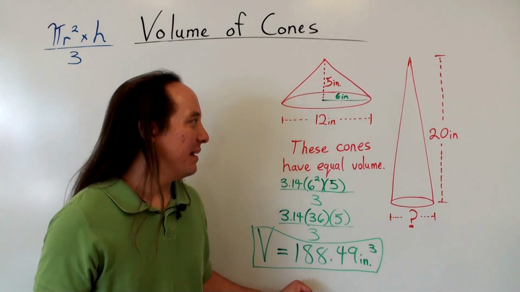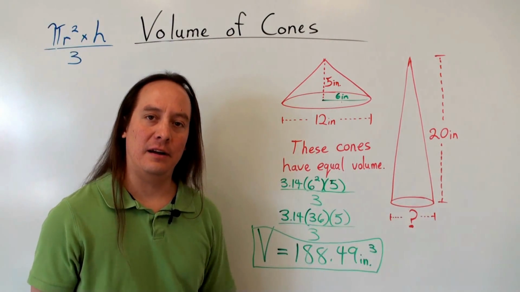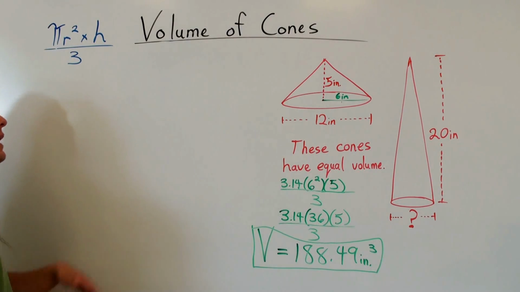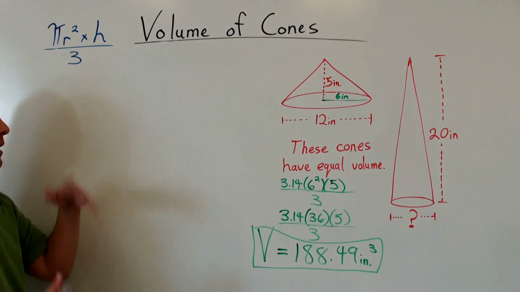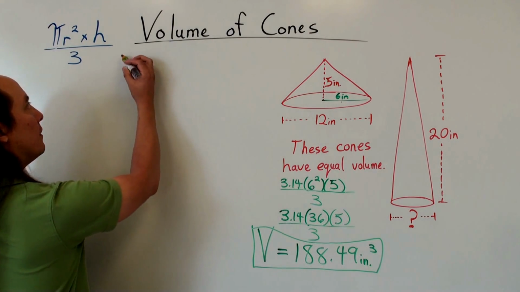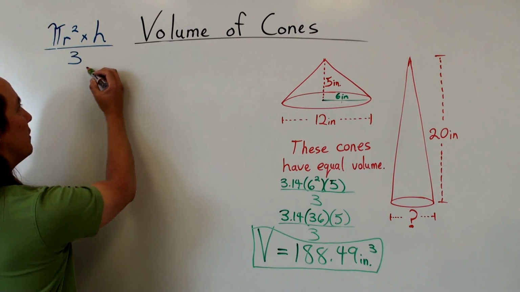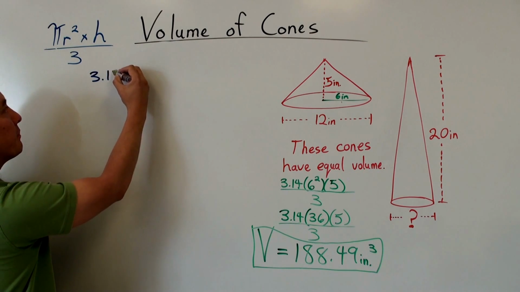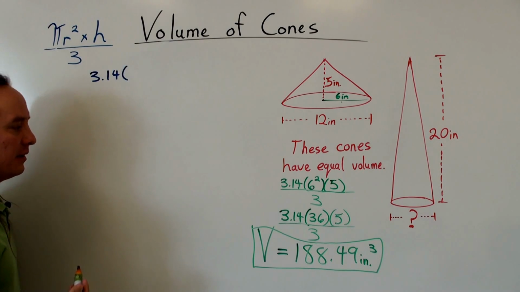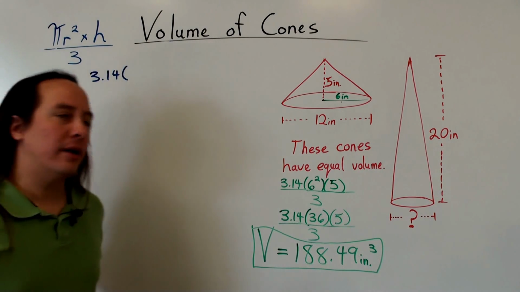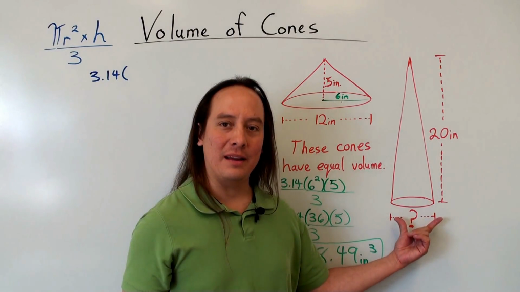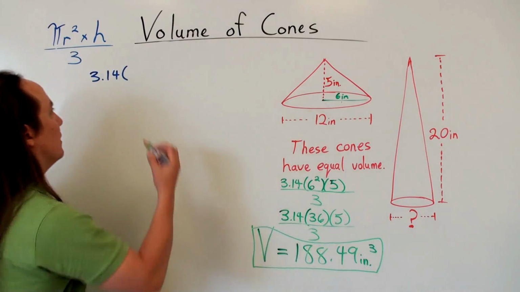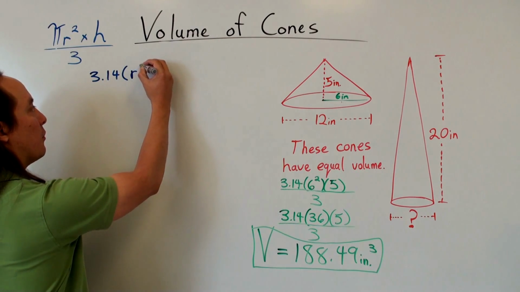Now I need this volume so I can work on that one over here. Let's go ahead and set that one up over here. We'll use a different color. Again, I'm not going to rewrite the formula. I'm just going to start with pi as the number 3.14 times radius squared. In this cone, I don't have the radius. That's the thing that we're solving for, so I'm just going to leave it as r squared.